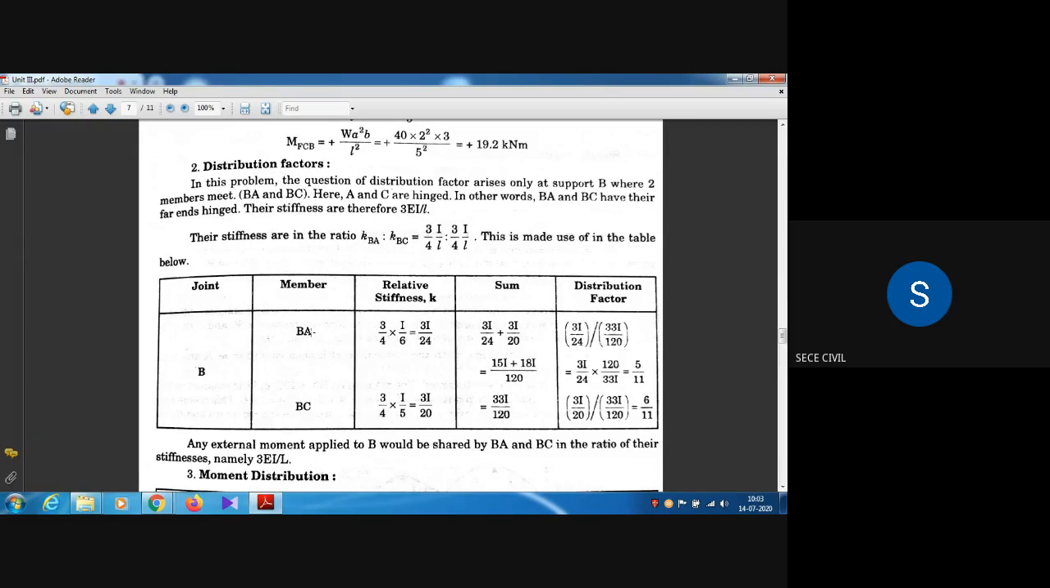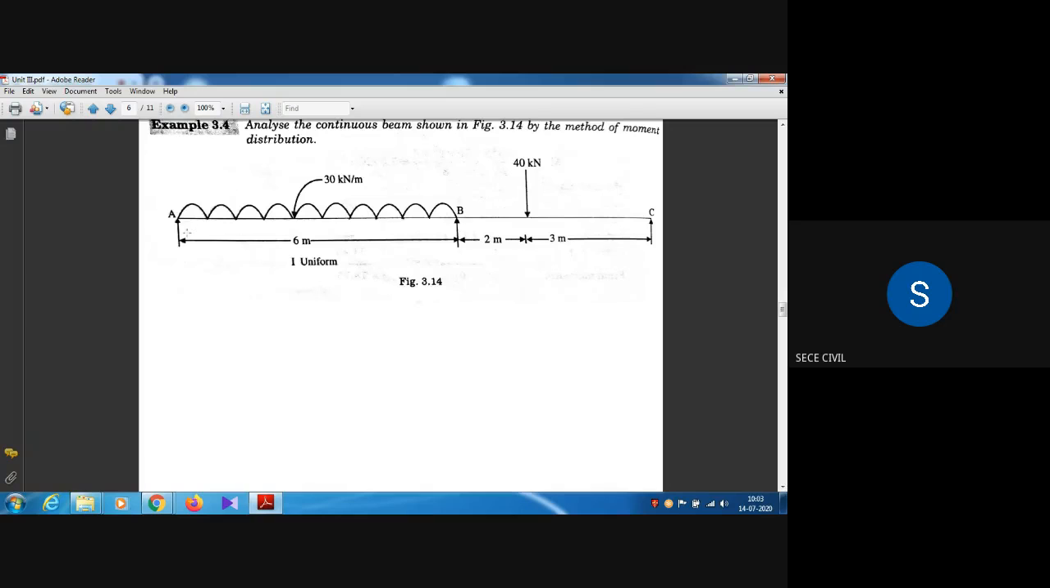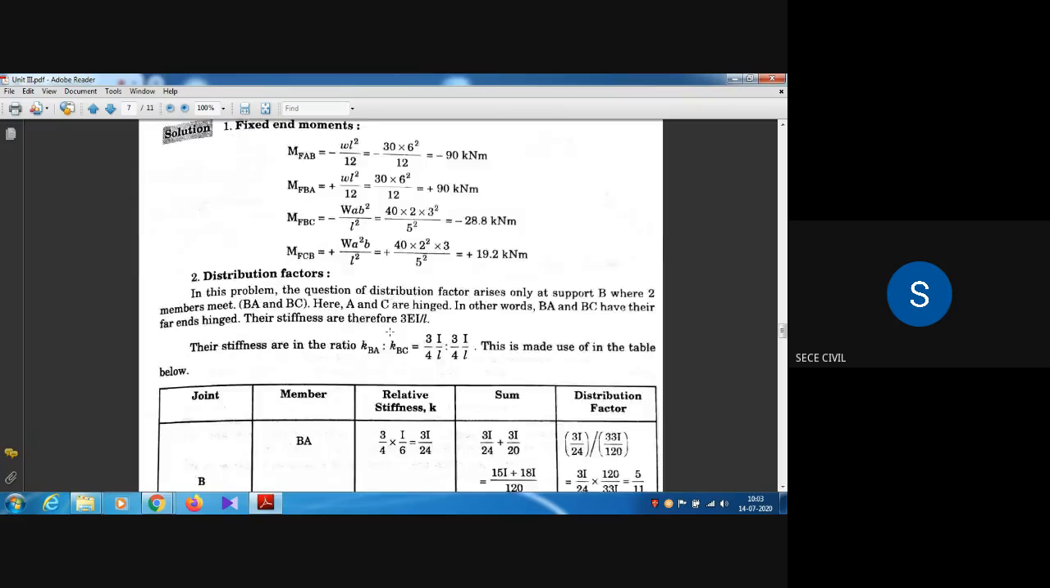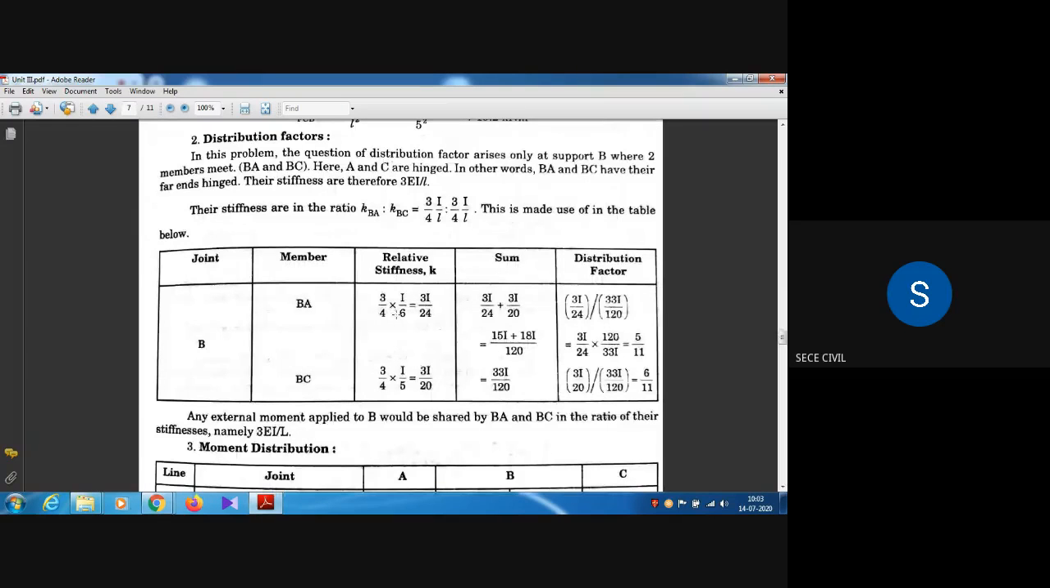Okay, the L is the length of span BA or AB. So what is that length? The length value is 6 meters. Span AB length is 6 meters. So 3I by 4L, 3I by 4 into 6, 24. So 3I by 24. This is the stiffness value for the member BA.